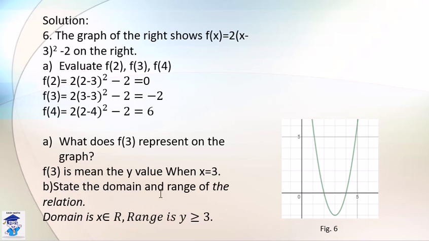B, state the domain and the range of the relation. Write the domain: x belongs to the real numbers. Right? x can be negative, 0, and positive, any number. But the range is for y. Here y is more than or equal to -2, because the vertex is the minimum. Right? The minimum y here is negative 2 for this function.